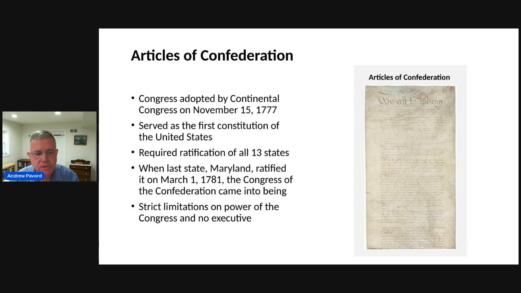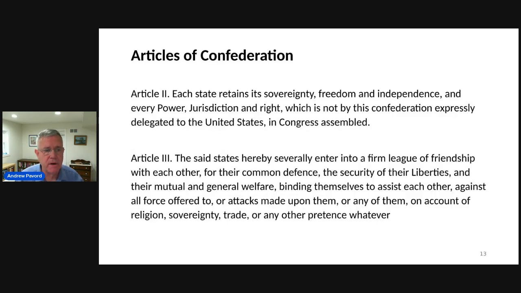But the key thing about the Articles of Confederation is very strict limitations on the power of Congress, and there was essentially no executive. There was no president. There was no prime minister. There was just Congress. Let's take another look at the Articles of Confederation. Look at Article 2. It stated that each state retains its sovereignty. Sovereignty is the ultimate source of power, and the states are the sovereigns in the Articles of Confederation.